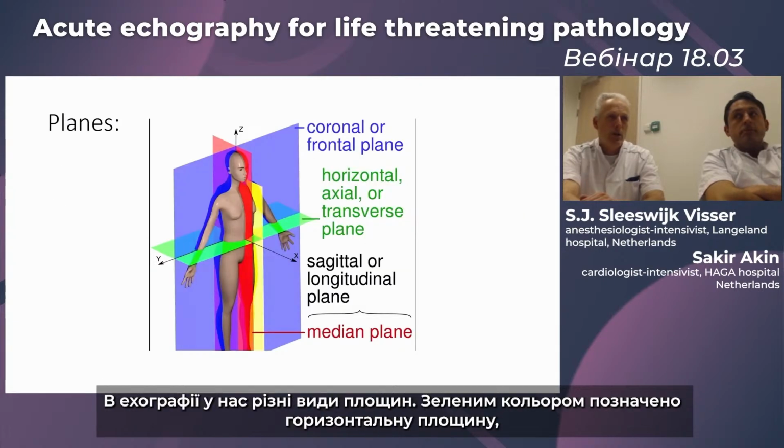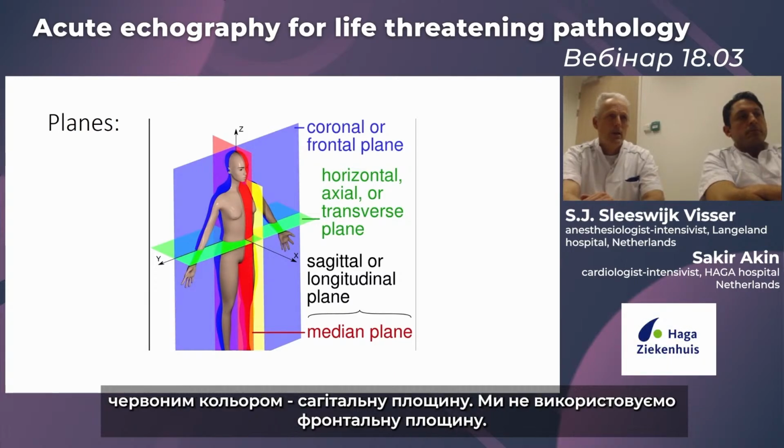In echography, we have different kinds of planes. We have in green the horizontal plane, and in red the sagittal planes. We don't actually use the coronal plane.